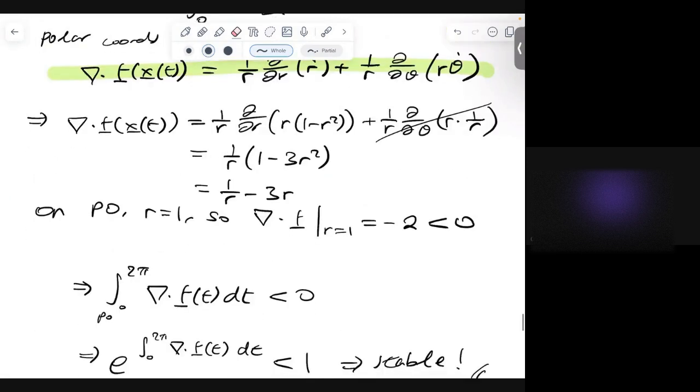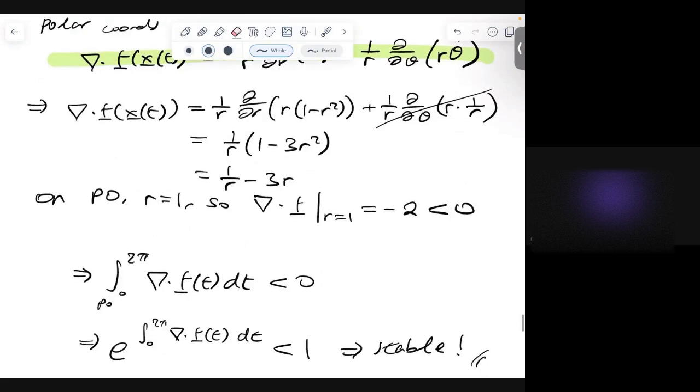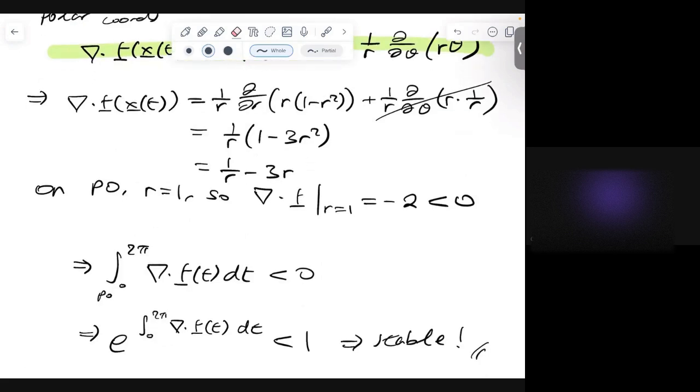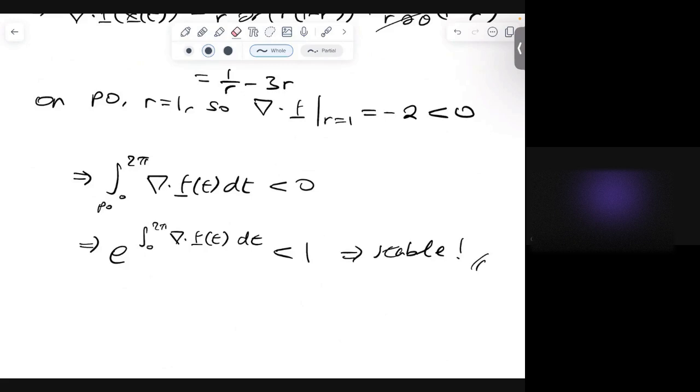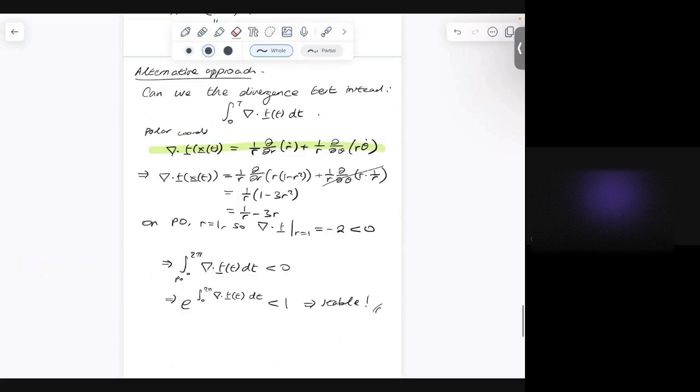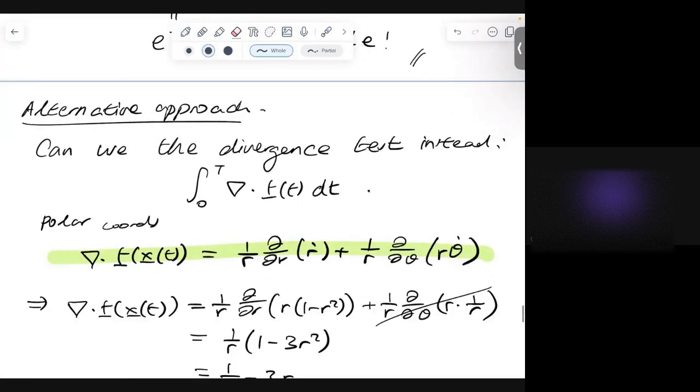On the PO, you evaluate the divergence of f, which in this case gives you -2, which is less than 0. So the whole integral is less than 0, which gives you that e to the value of the integral is less than 1. So you have stability again. Usually the keyword in a question, if they want you to use this method, is use the divergence test. Or it'll at least have the word divergence in it.